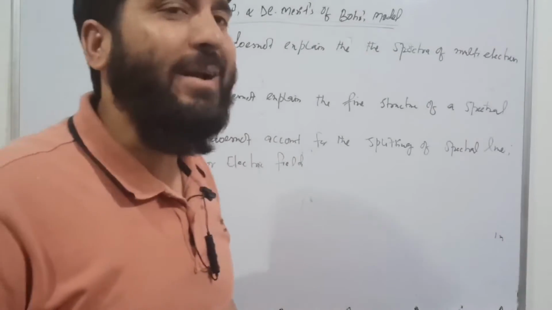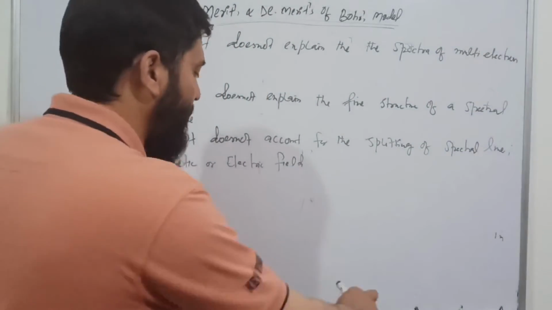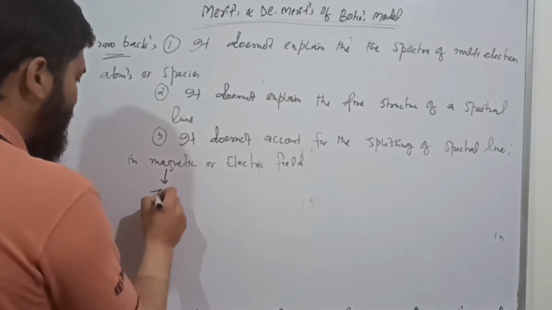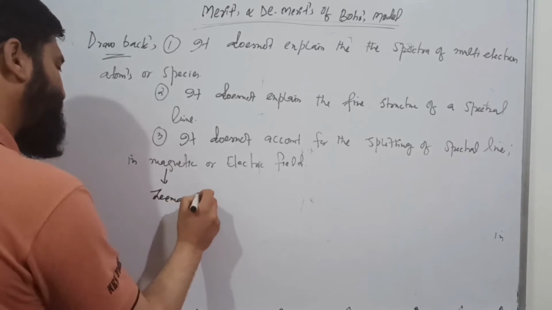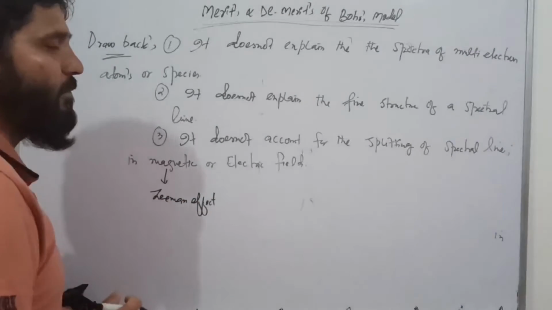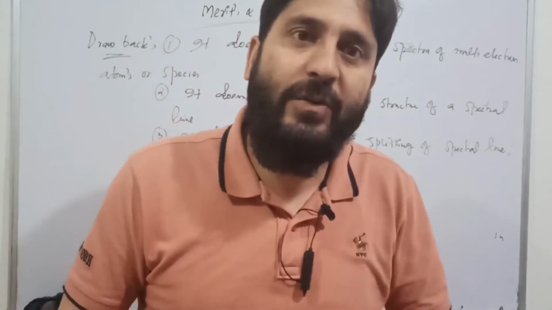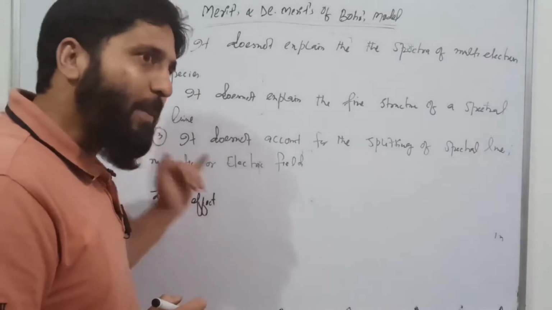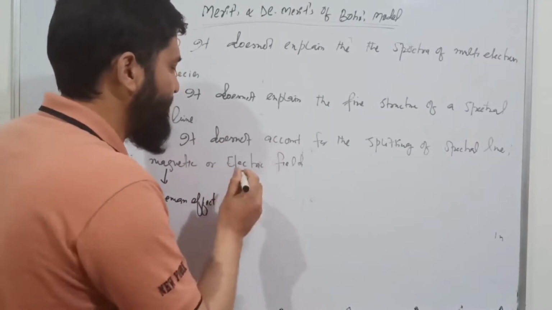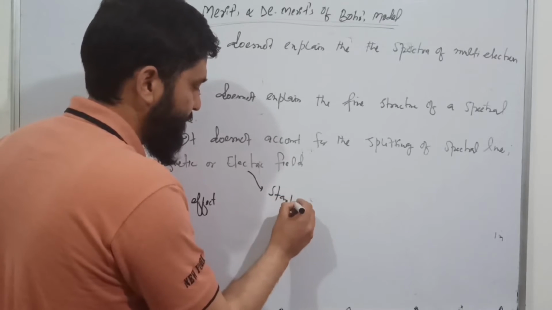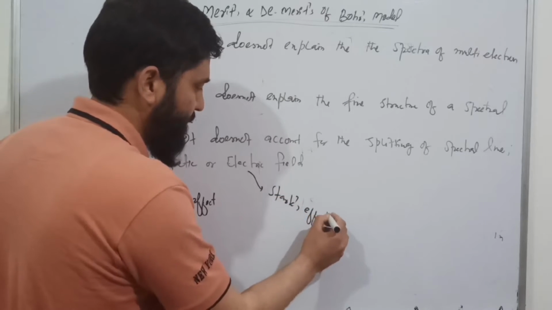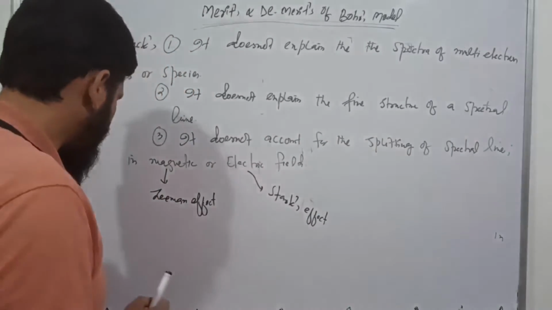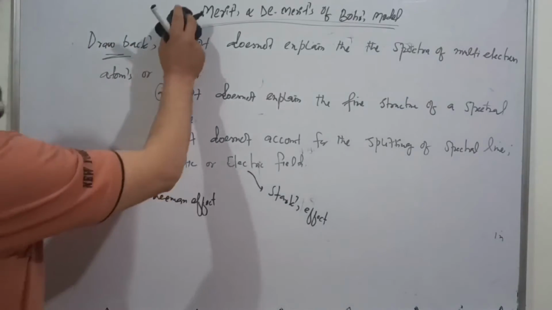The splitting of spectral lines in magnetic field is called the Zeeman effect. ये आप नोट करेंगे point. Splitting of spectral lines in magnetic field is called the Zeeman effect, and splitting of these spectral lines in electric field is called the Stark's effect. दोनों पॉइंट्स आप नोट करेंगे. नेक्स्ट ड्रॉबैक क्या था?